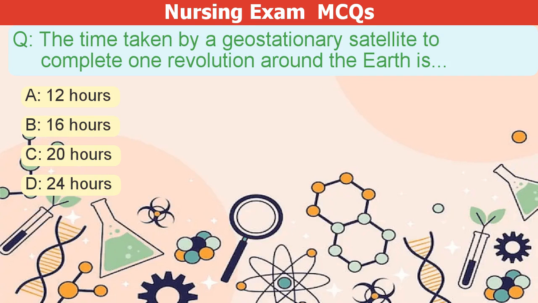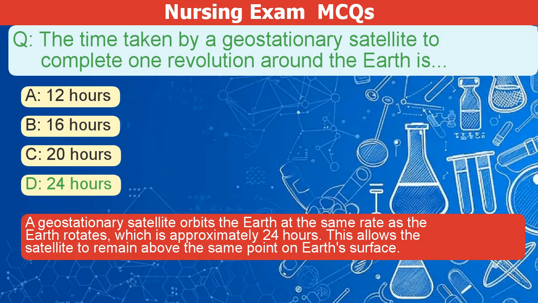The time taken by a geostationary satellite to complete one revolution around the Earth is A. 12 hours, B. 16 hours, C. 20 hours, D. 24 hours. The correct answer is D. A geostationary satellite orbits the Earth at the same rate as the Earth rotates, which is approximately 24 hours. This allows the satellite to remain above the same point on Earth's surface.